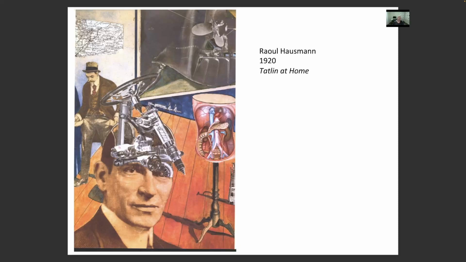We have this sort of aircraft up here. We've got this fellow back here, and we've got these body parts right here. This is made in 1920, so I always think about World War I when I look at this.